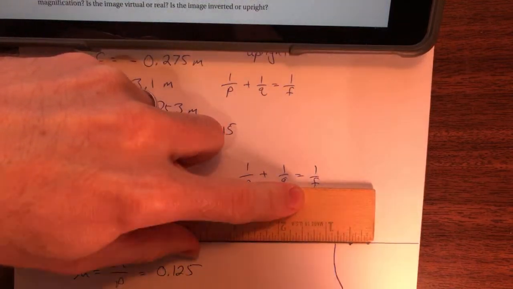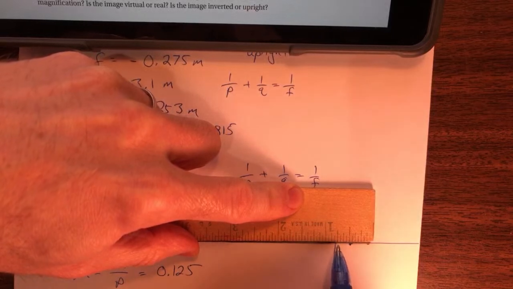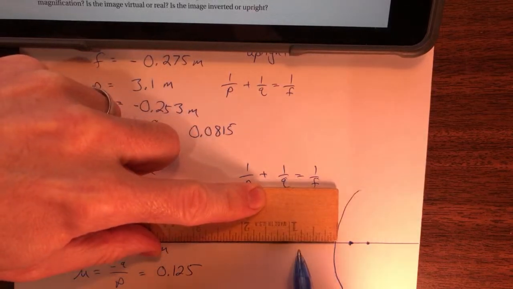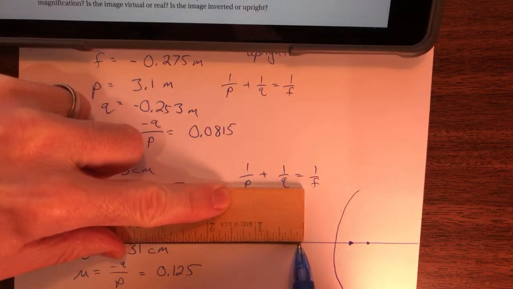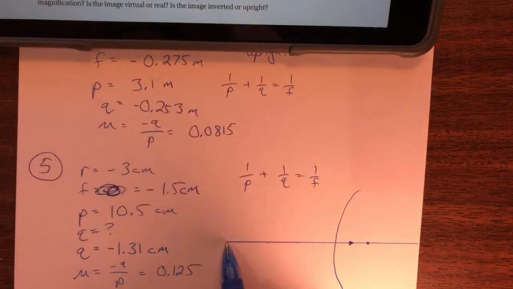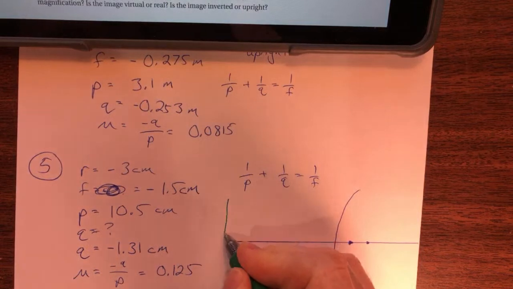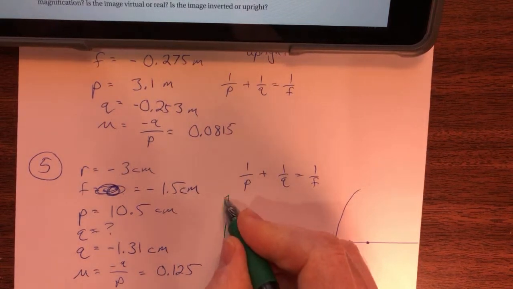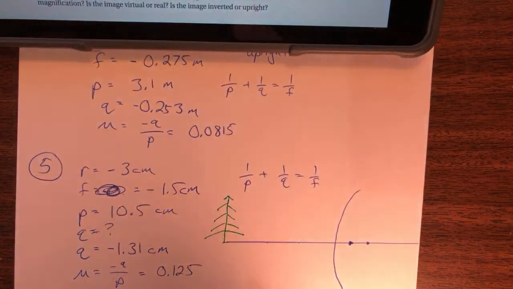So we'll just mark this. That's 3. So 3, 6, 9, and then a little bit further. So like way out here. That's going to be your object, way out here. Nice big Christmas tree, and then you got your ornament.